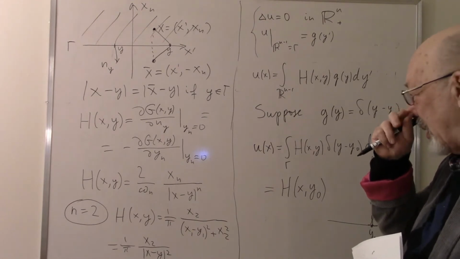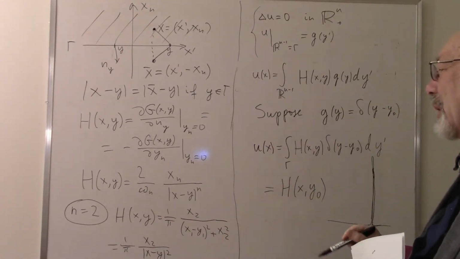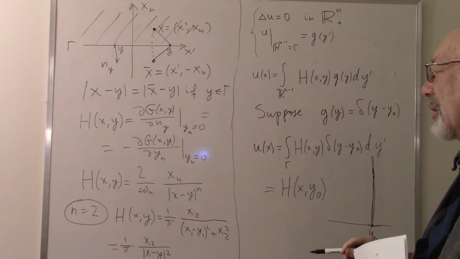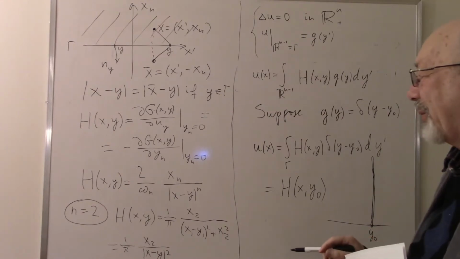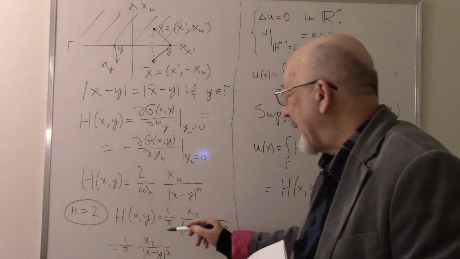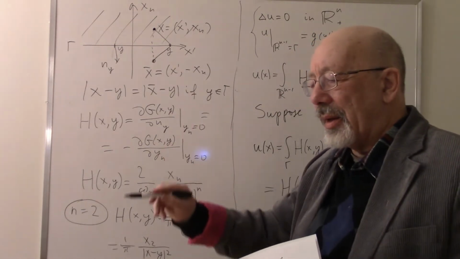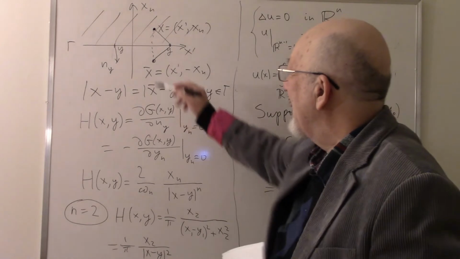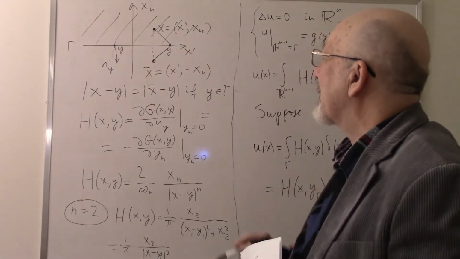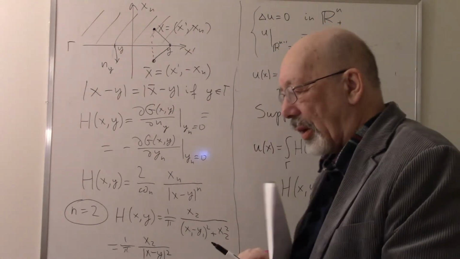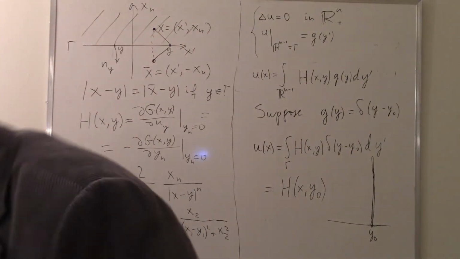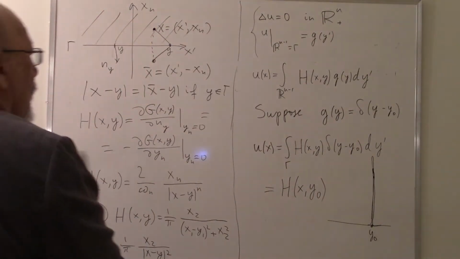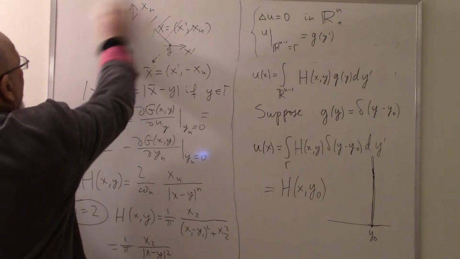Now we can, in this case, for example, look at how this function behaves when you are approaching the plane. In this case, the line x_2 is 0.